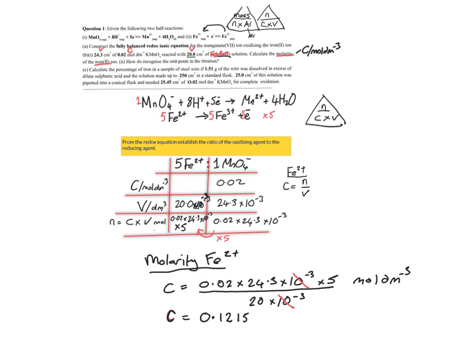On my calculator, it comes out to 0.1215. Now, let's look at the greatest number of significant figures. We can see here that's 3. So that would round to the concentration being 0.122 moles per decimetre cubed.